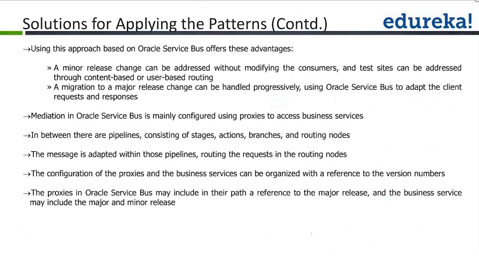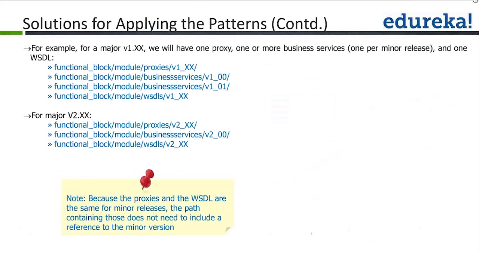So they have pipelines, stages, actions, branches, routing nodes. Based on what product you use, it could be an ESB solution, and there is one more solution, the enterprise service bus from JBoss or Red Hat, which is called Mule, M-U-L-E. They all do the same things, right? Now we'll give you some examples of how whatever we are discussing looks like.